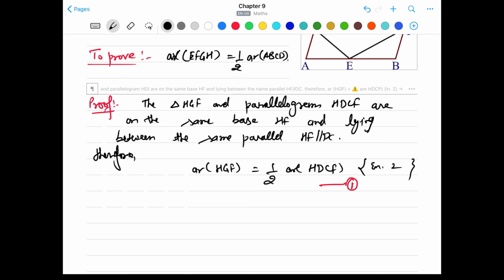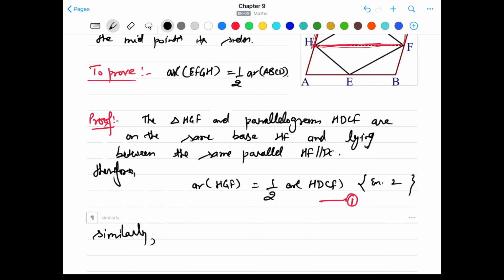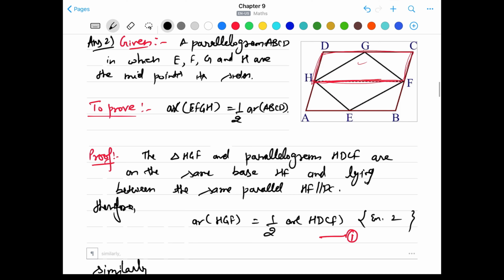Similarly, we'll write: what we have now is the triangle HEF and the parallelogram ABFH, which are on the same base HF and between the same parallels AB and HF.